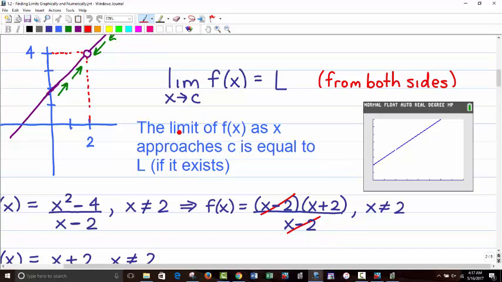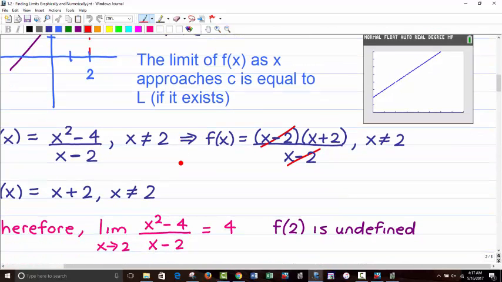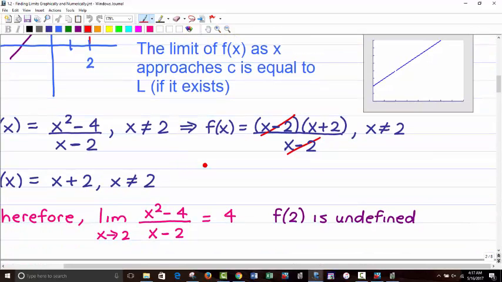So we read this as the limit of f of x as x approaches c will equal L if it exists. So it's quite common. Limits can certainly not exist. We'll see that.